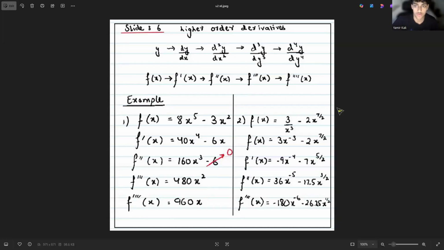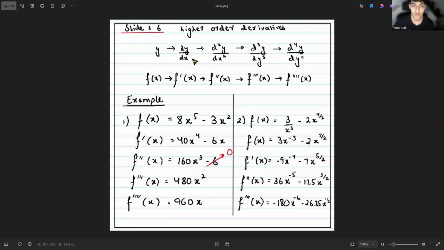Now we have higher order derivatives. When we were looking at derivatives, we were always solving for the first derivative, dy over dx, right? But there are actually higher order derivatives as well, such as d squared y over dx squared, d to the power of 3 y over dx to the power of 3, and d to the power of 4 y over dx to the power of 4. So why do we do this? We find the rate of change of the rate of change, and this shows us concavity and so on.